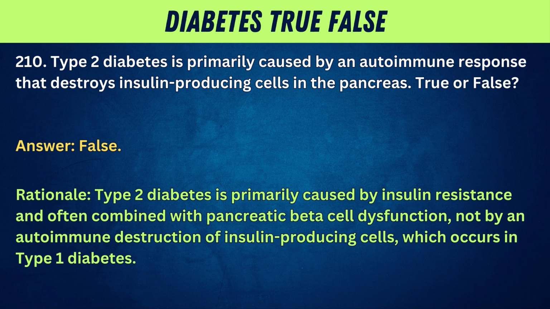210. Type 2 diabetes is primarily caused by an autoimmune response that destroys insulin-producing cells in the pancreas. True or false? Answer: false. Rationale: type 2 diabetes is primarily caused by insulin resistance and often combined with pancreatic beta cell dysfunction, not by an autoimmune destruction of insulin-producing cells, which occurs in type 1 diabetes.